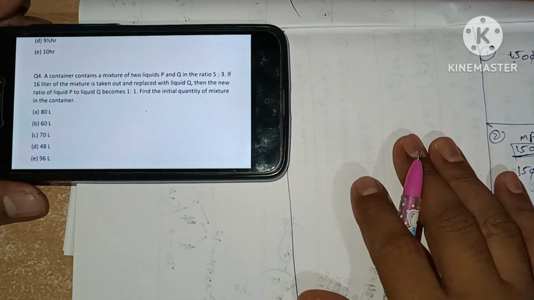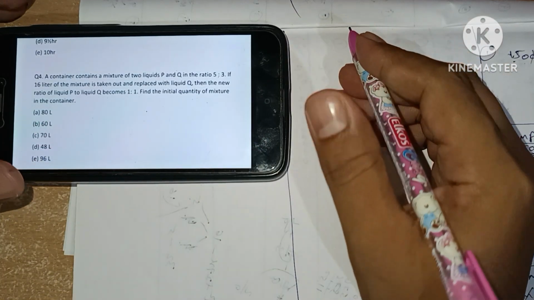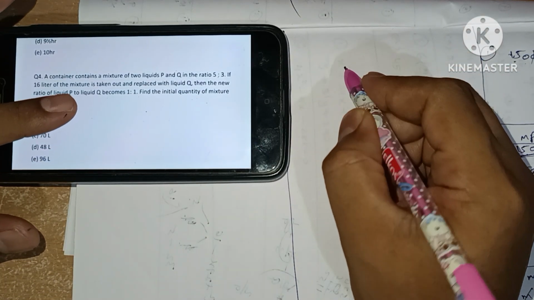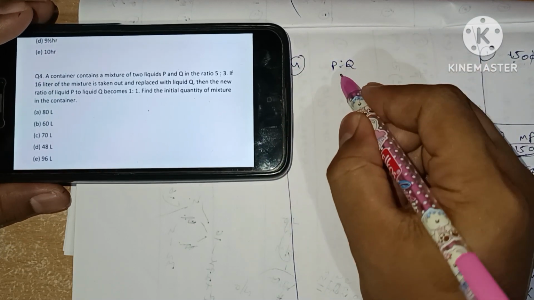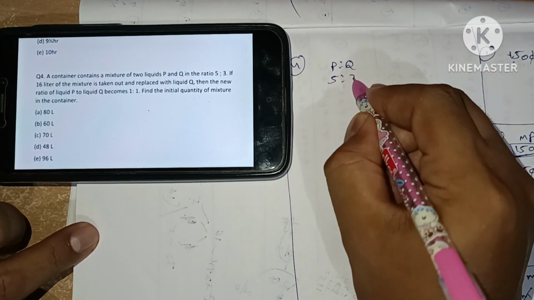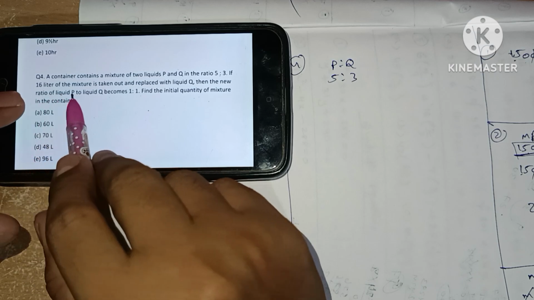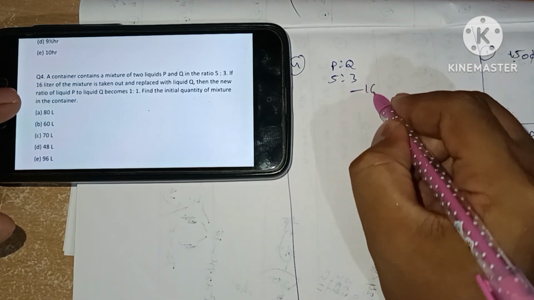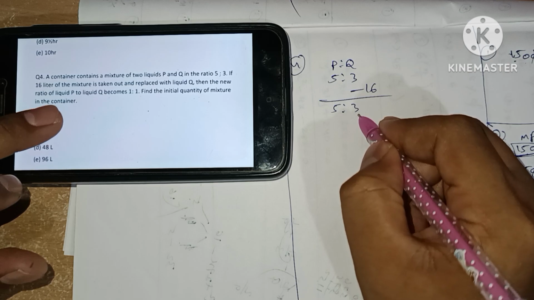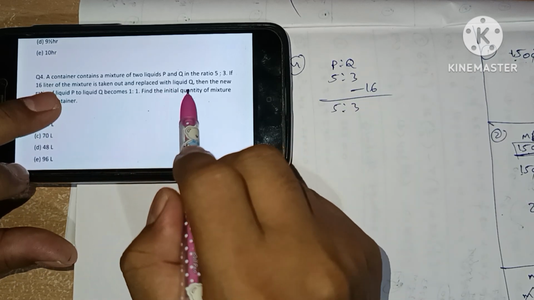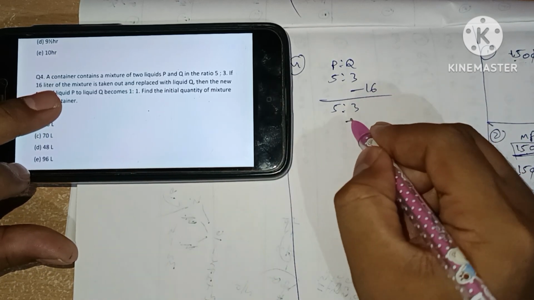Question number 4. A container contains a mixture of liquids P and Q in the ratio of 5:3. If 16 liters of mixture is taken out, we are left with 5:3, and it is replaced with liquid Q. The 16 is replaced with Q.